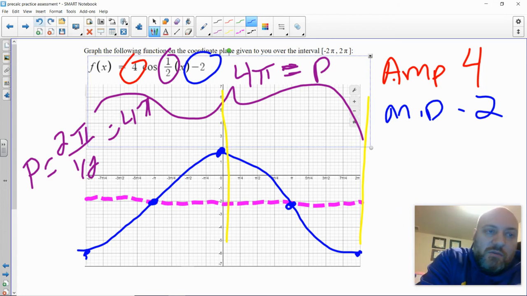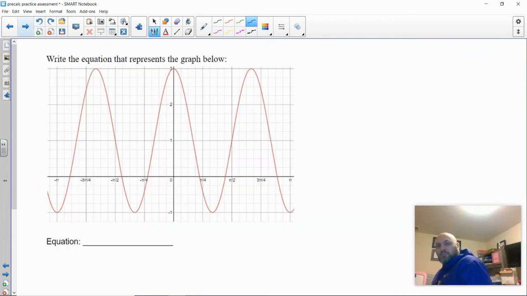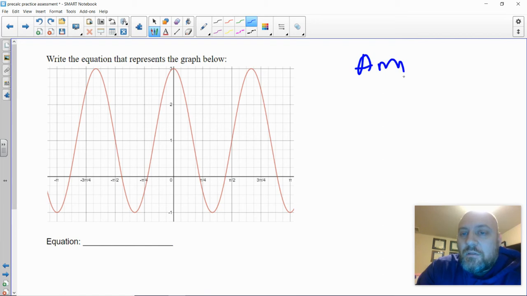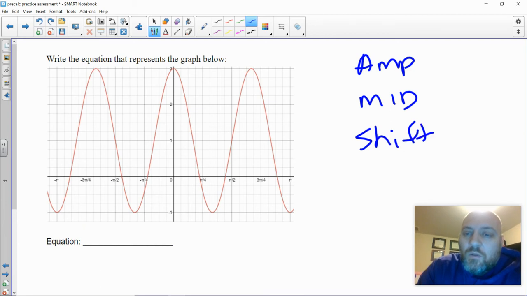Let's move on to the equation from the graph. So again, I'm looking for my key points. What's my amplitude? What's my midline? Has there been a shift horizontally? My H shift? And then we got a couple ways to go. We can look at it whether it's cosine or sine. So I'll do both for you.